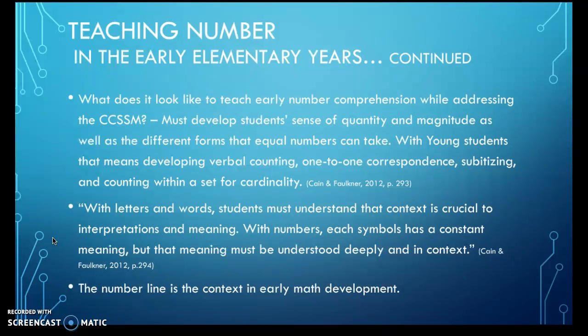The last part of the article continued on to talk about how with numbers, each symbol has constant meaning, but that the context of that meaning has to be understood. And reading that context is built by personal experiences, practicing, analysis of text, and in math, the number line is the context. So students begin to use the number line to relate numbers to other numbers.